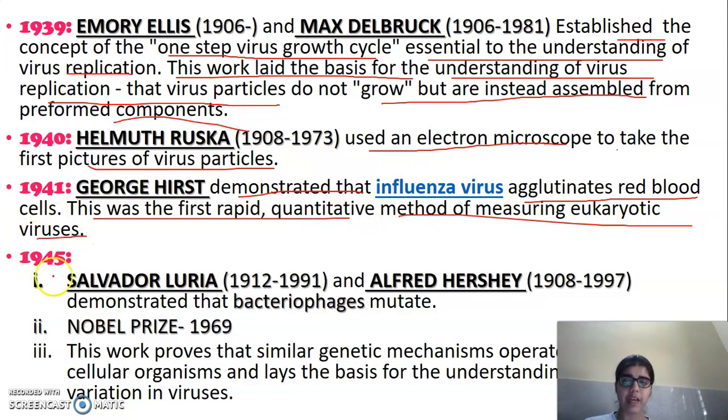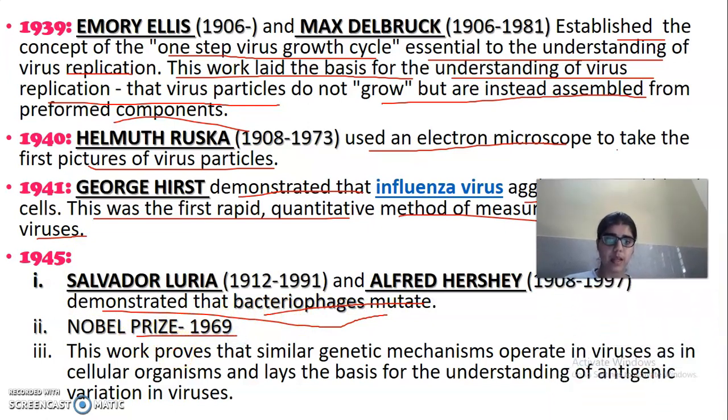In 1945, Salvador Luria and Alfred Hershey demonstrated that bacteriophages mutate and got the Nobel Prize in 1969. This work proved that similar genetic mechanisms operated in viruses as in cellular organisms and laid the basis for understanding of antigenic variations in viruses.